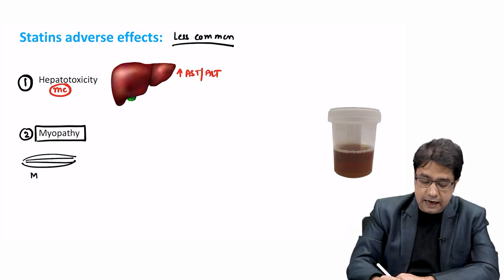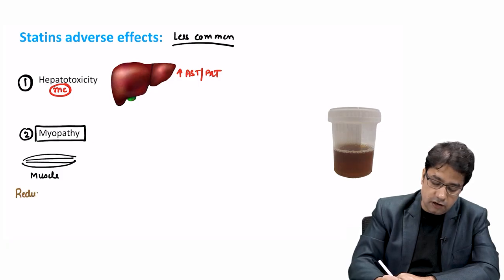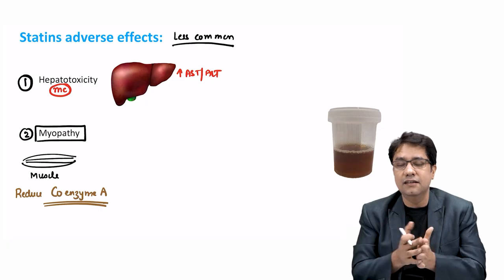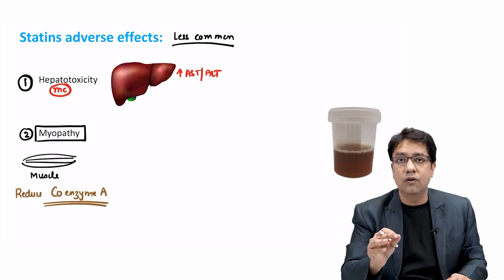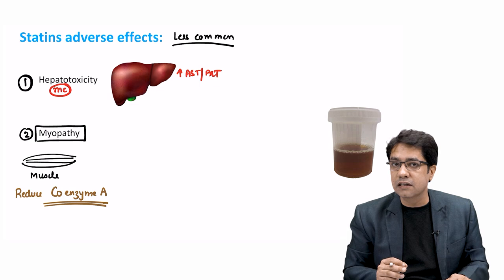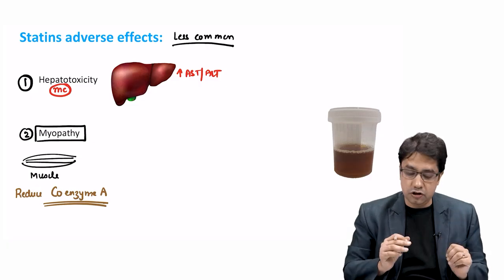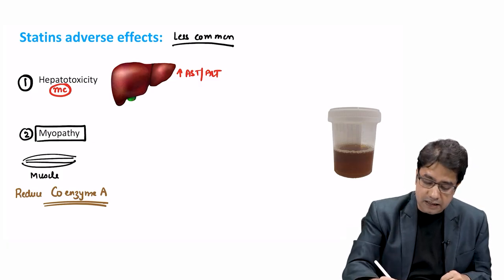Now, why they damage muscles? Because they reduce the production of coenzyme A. How we can remember? HMG CoA reductase, that enzyme is required for production of coenzyme A. This enzyme is required for normal functioning of muscles. Statins reduce their production and muscles will become damaged. So how the patient will present to you? So if the patient is having simply myopathy, patient will be having muscle pain.